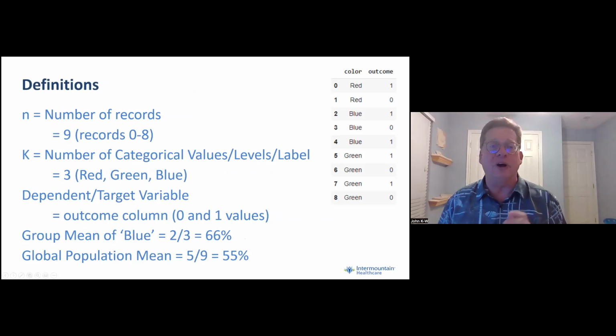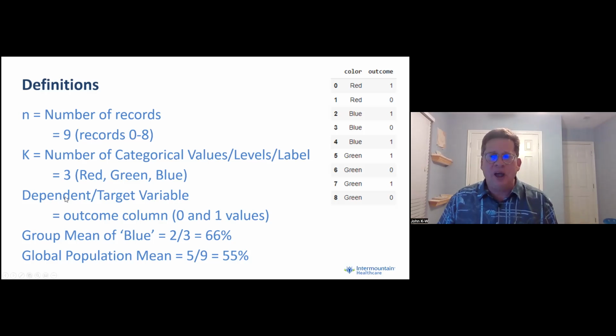The common definitions that you're going to run into, I've mentioned K. K is the number of unique categorical labels, and you're going to get lots of different terminology that means the same thing. So categorical values, categorical labels are all the same thing. N is the number of records that you have. So for this example, where we've got red, blue, and green, we've got records starting at 0 and 9. We've got 9 records, so N is equal to 9.